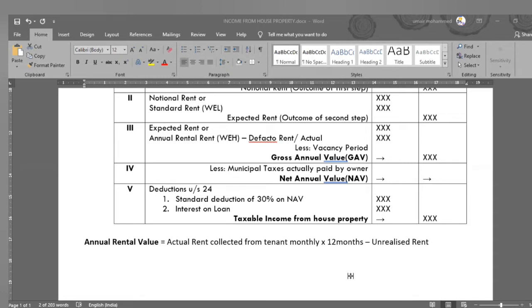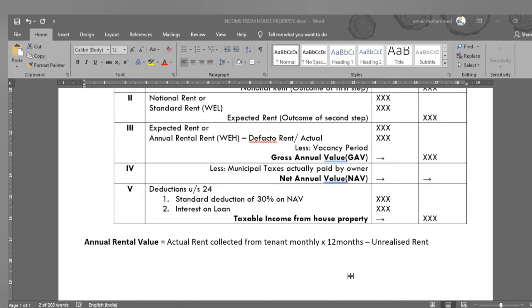So when we say unrealized rent, it means rent that the owner of the house property is unable to collect from the tenant. Rent of the house property which the owner is unable to collect from the tenant.